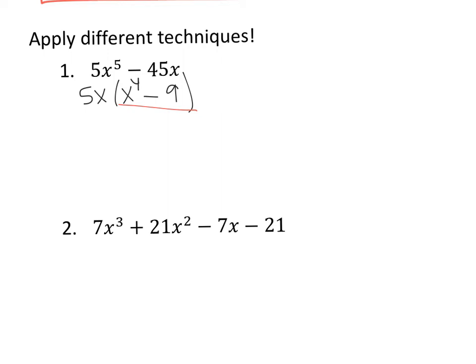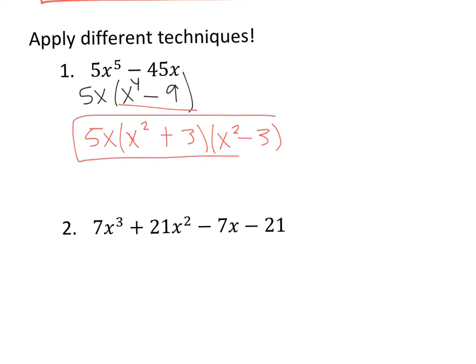So 5x is in my answer. And I can break down x to the 4th minus 9, take the square root of both terms, and get x squared in my first spot of the binomial, and the square root of 9 is 3 in the second spot. And one's a plus and one's a minus. Again, don't forget, if you want to check your work, go back and FOIL and multiply all the terms to make sure you get what you originally started with.